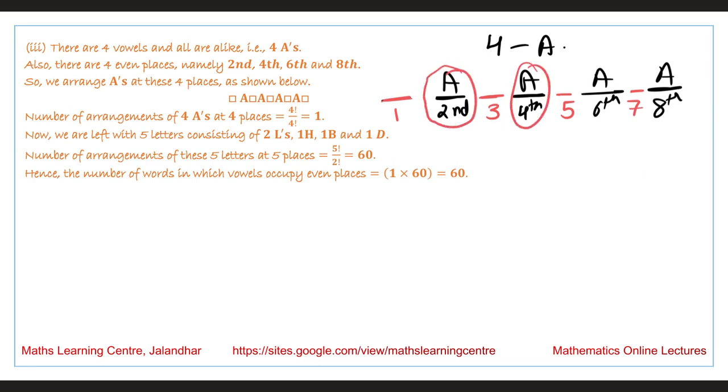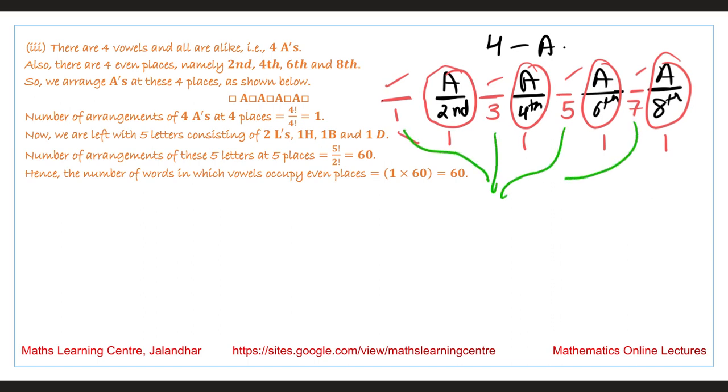All these A's are fixed at these points, so the number of ways for this is 1 1 1 1. We have these 4 positions now, and on these 4 positions we are talking about the odd positions. The alphabets we have left are 2 L's, 1 H, 1 B and 1 D.